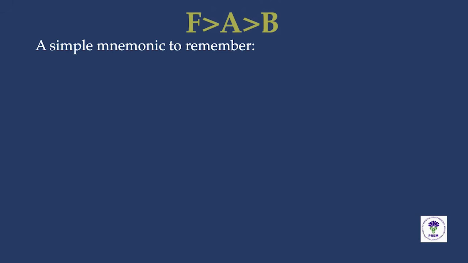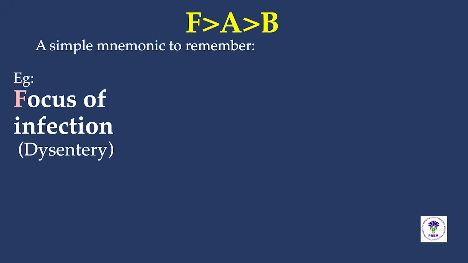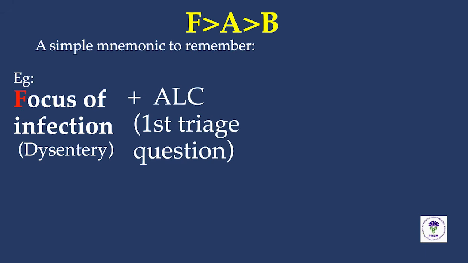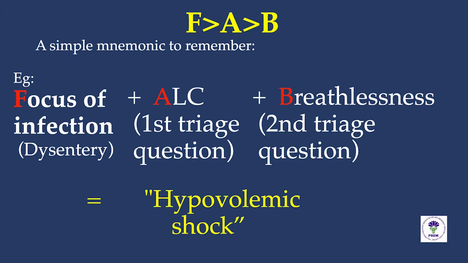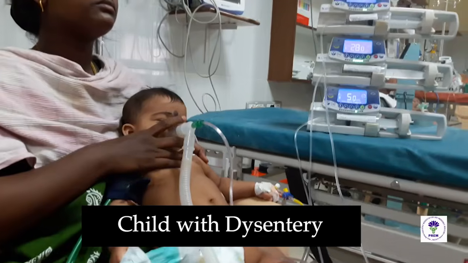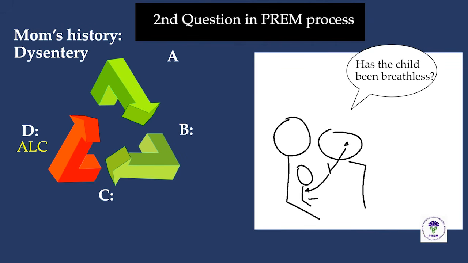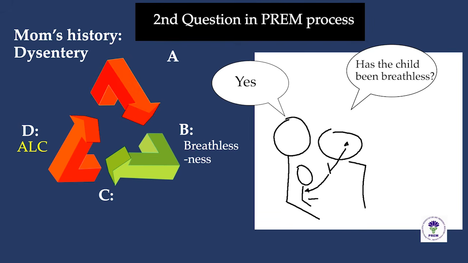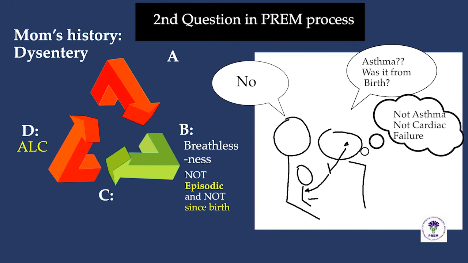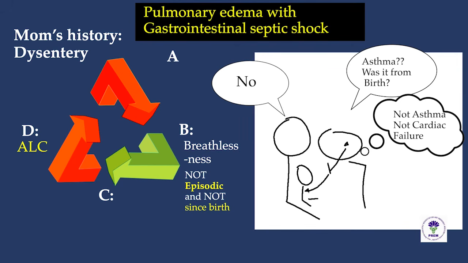A simple mnemonic to remember: F followed by A followed by B. That is, let's say, focus of infection, the child has dysentery. She has now developed altered level of consciousness, that is your triage question. Breathlessness, you infer hypovolemic shock. In this child with dysentery plus altered level of consciousness, ask for the second triage history of breathlessness. If she says yes, check if the breathlessness was episodic, rule out asthma, or since birth, rule out cardiac failure. If mom denies episodic or since birth, the likely possibility is pulmonary edema with gastrointestinal septic shock.